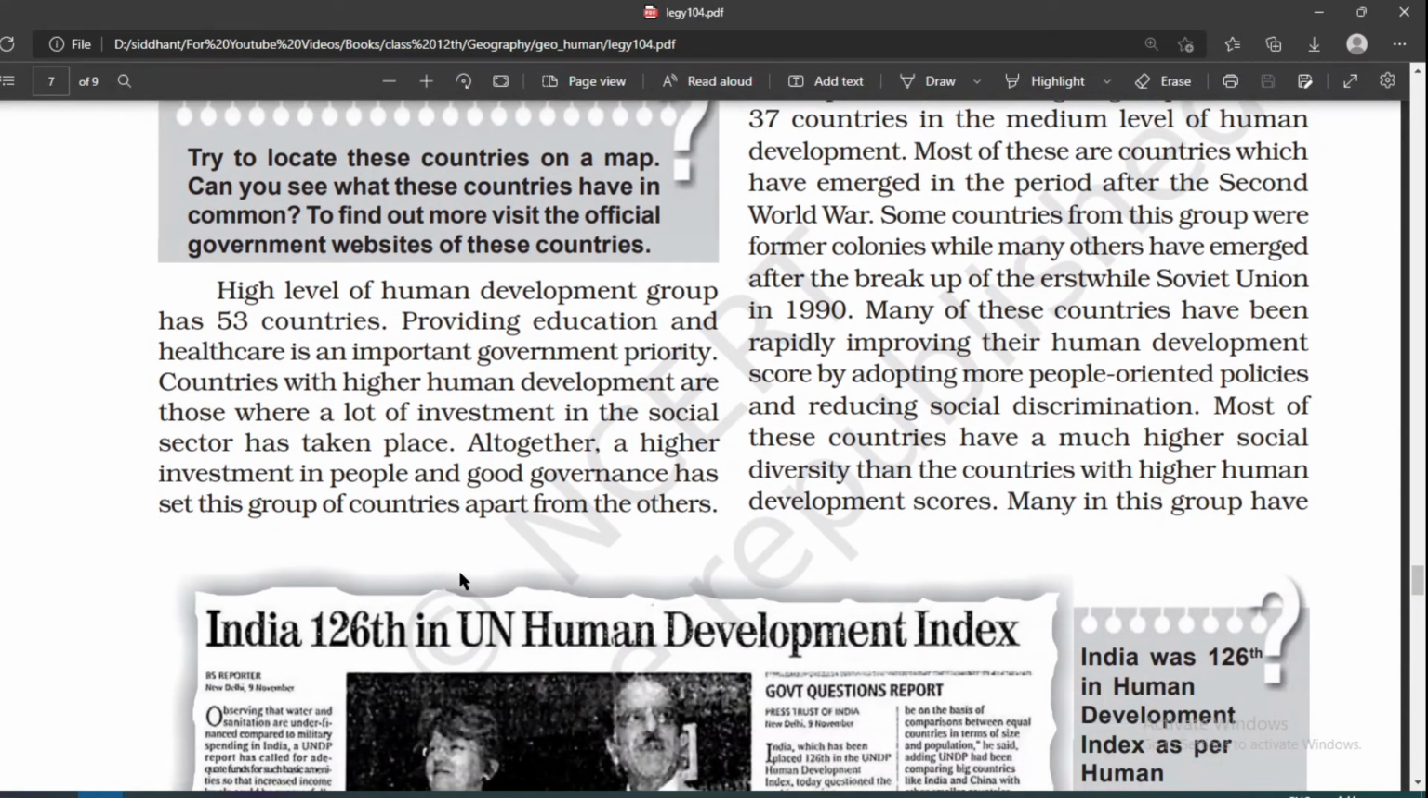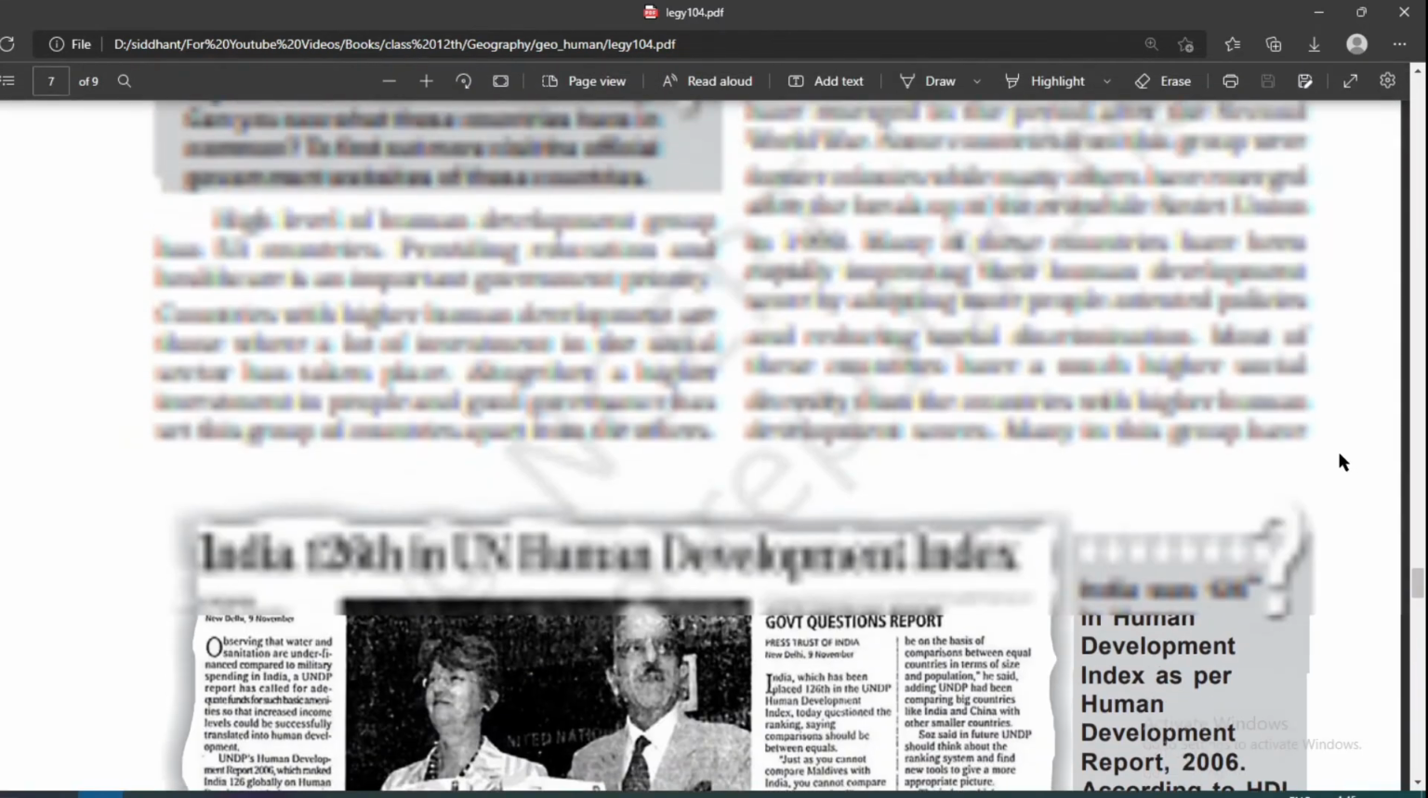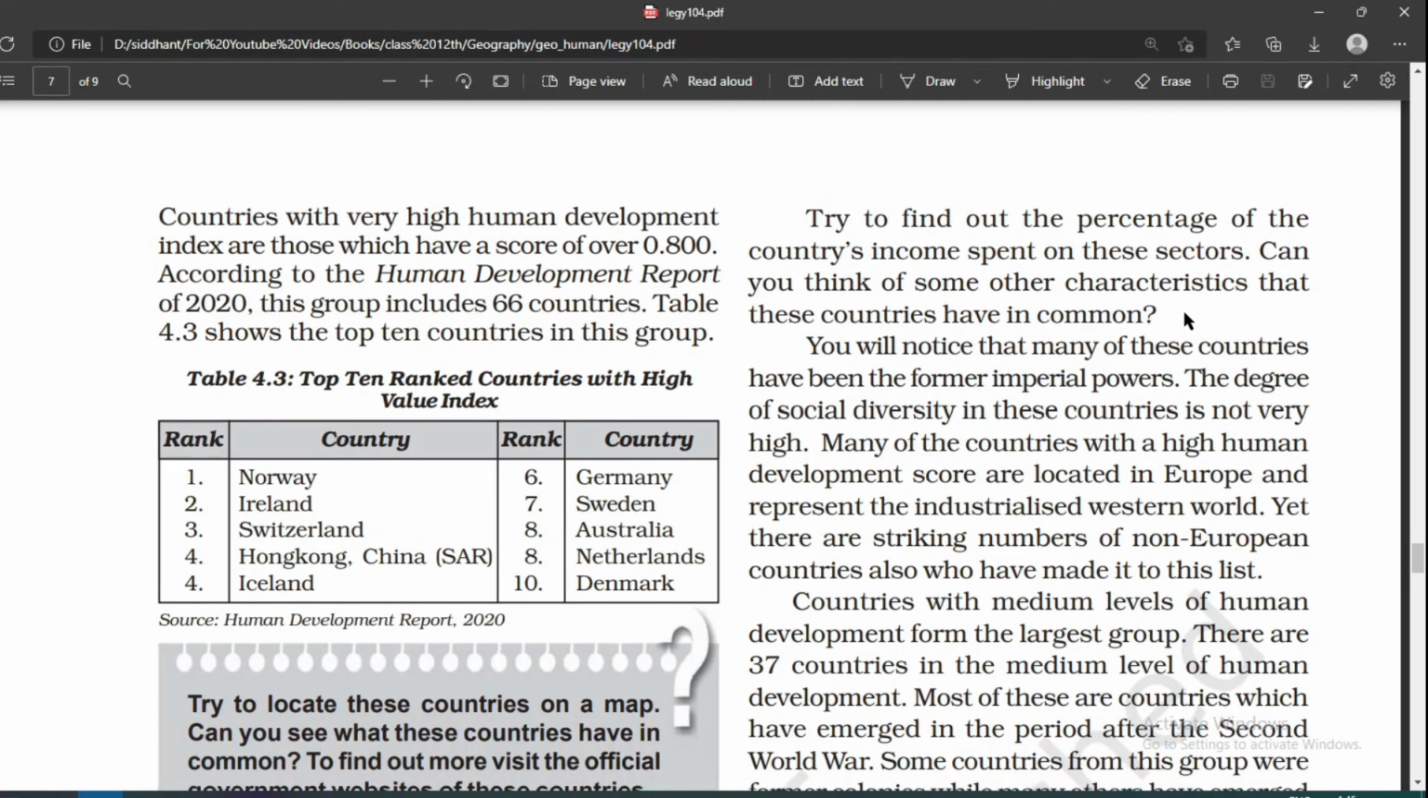The high level of human development group has 53 countries, where providing education and healthcare is an important government priority. Countries with higher human development are those where a lot of investment in the social sector has taken place. Altogether, a higher investment in people and good governance has set this group of countries apart from the others. Try to find out the percentage of country income spent on this sector. Can you think of some other characteristics that the countries have in common?